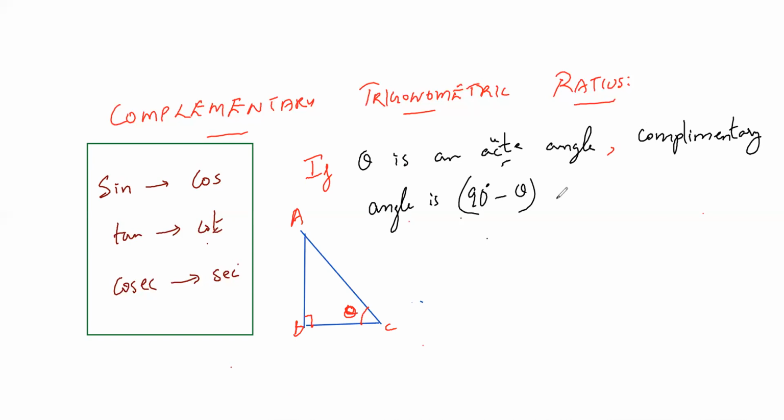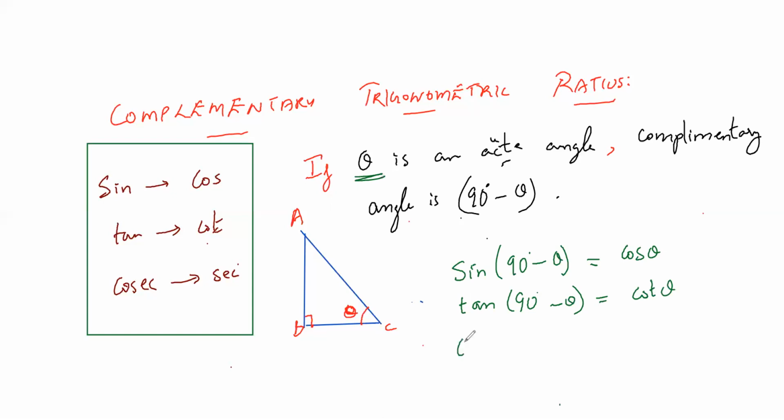Now let's see the relationship between these complementary angles. Once I write it completely, you will understand fully. Sine 90 minus theta is equal to cos theta. Tan 90 minus theta is equal to cot theta, because I'm taking theta as an acute angle. Cosec 90 minus theta is sec theta.